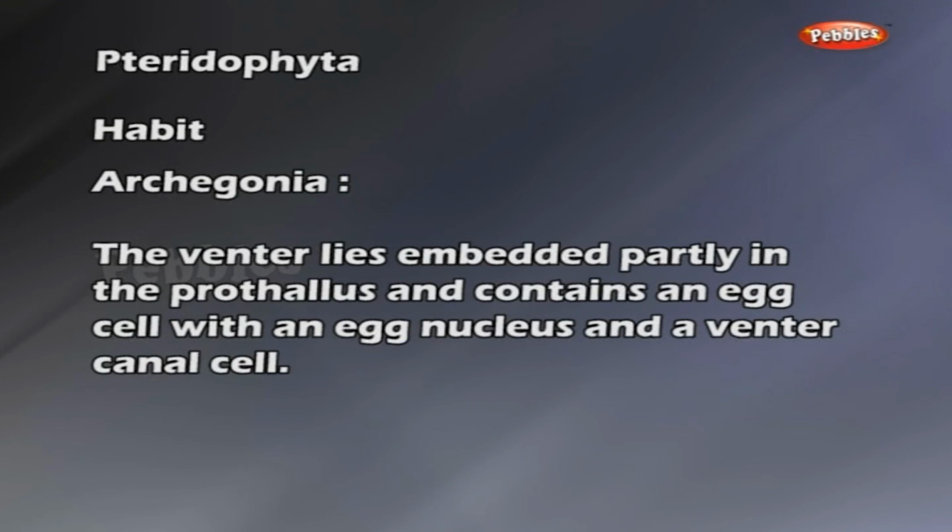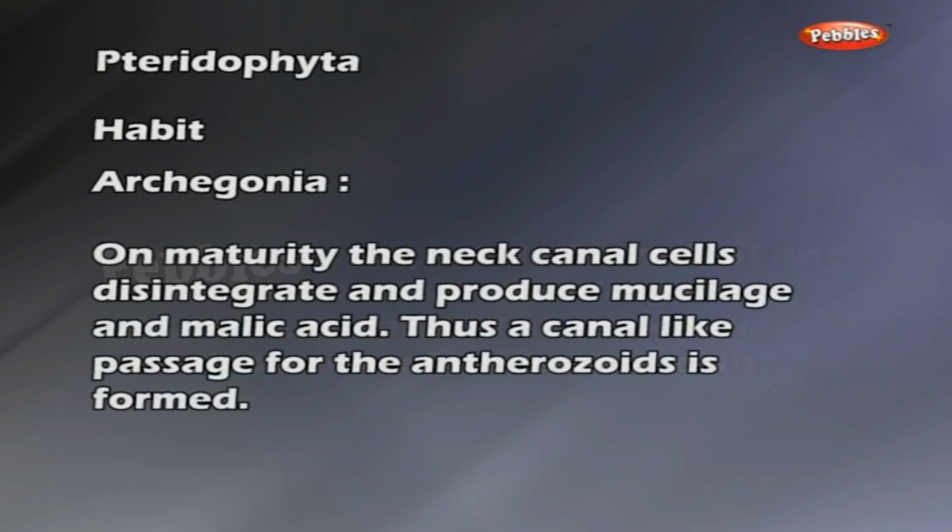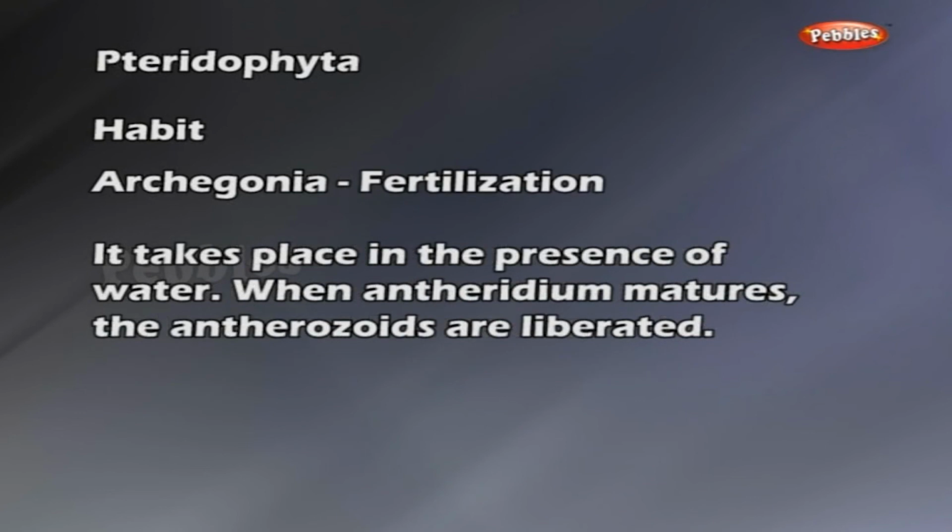The venter lies embedded partly in the prothallus and contains an egg cell with an egg nucleus and a venter canal cell. The neck is composed of a wall of one cell in thickness surrounding the tubular neck canal. The neck canal contains a row of neck canal cells. On maturity, the neck canal cells disintegrate and produce mucilage and malic acid. Thus, a canal-like passage for the antherozoids is formed.